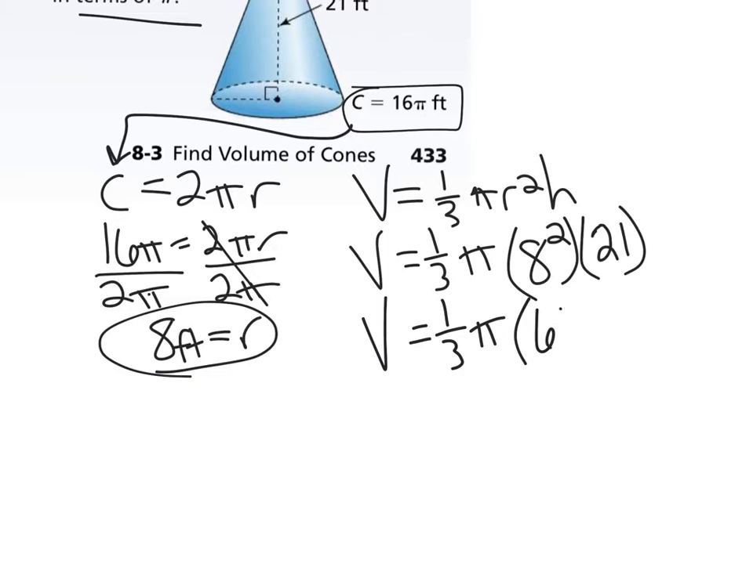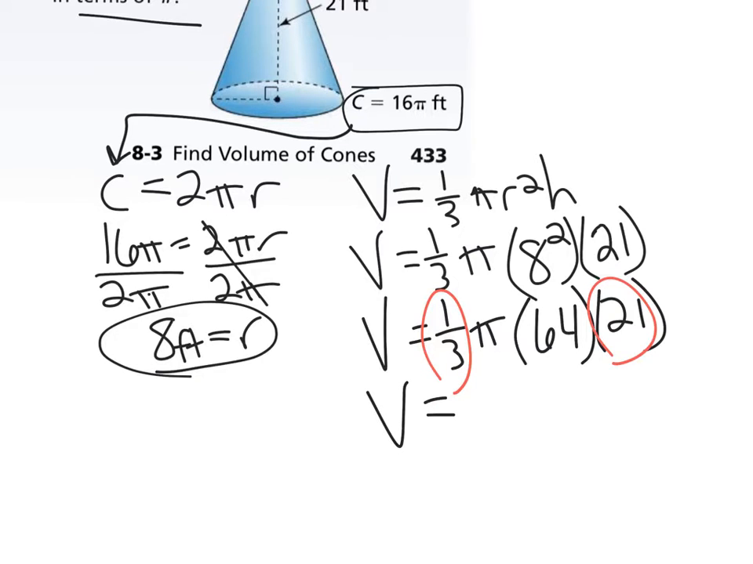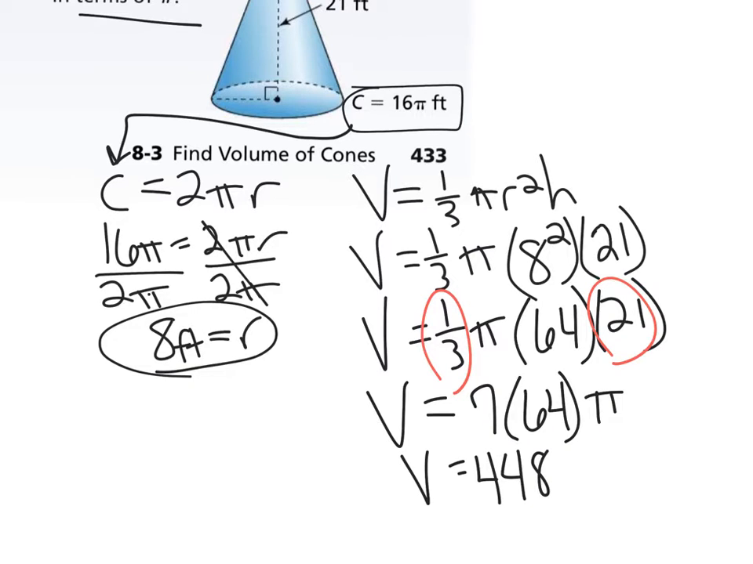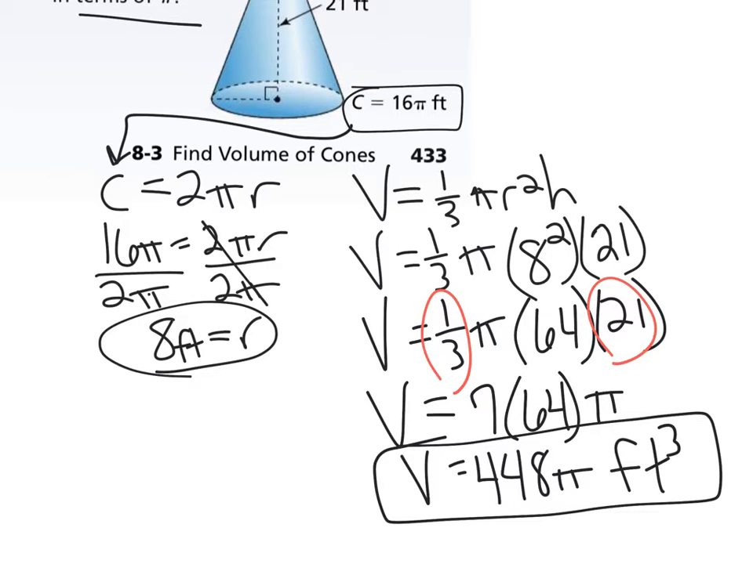Okay? Then it's up to you how you want to do this. You could do that on your calculator. It's all being multiplied, so commutative property says we can do this in whatever order we want to. So 1/3 of 21 would be 7, and then times 64. Good. So 448 pi cubic feet would be our volume in terms of pi then.